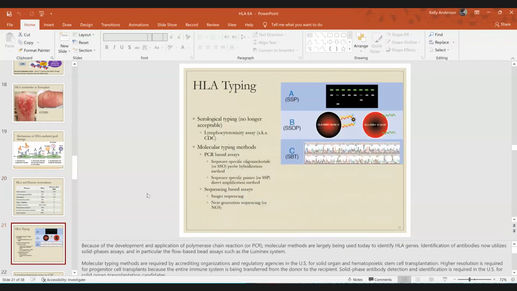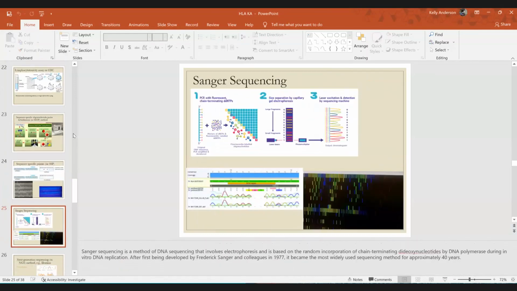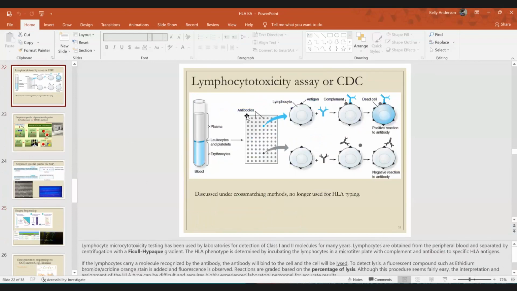So HLA typing, how is it performed? Like I said, it used to be serological typing. So you would take known antibodies and you'd have them in these little tiny plates, which I'll show what those look like. It's called a Terasaki plate. That was the scientist that developed the method. These known antibodies would be all throughout the plate. You would isolate the patient's white blood cells and then plate them all throughout the plate, and then add complement and then see which cells died.